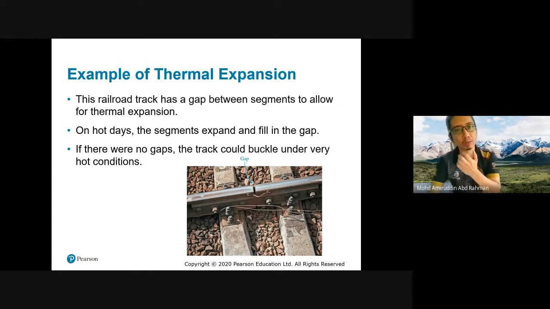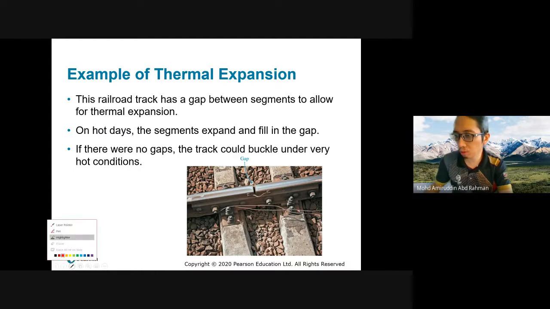Some example that you can see of thermal expansion is on the rail track. It has a gap between segments to allow for thermal expansion, right? Especially during the hot days, especially in Malaysia, we have hot days, the segment expands and fills in the gap. So if there are no gaps, of course the track will be curvy, then it will not be good for serving the purpose of a track.